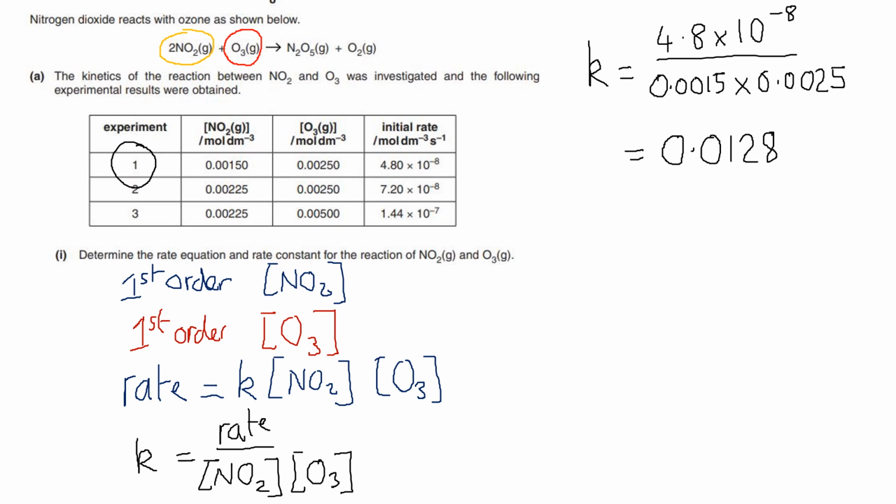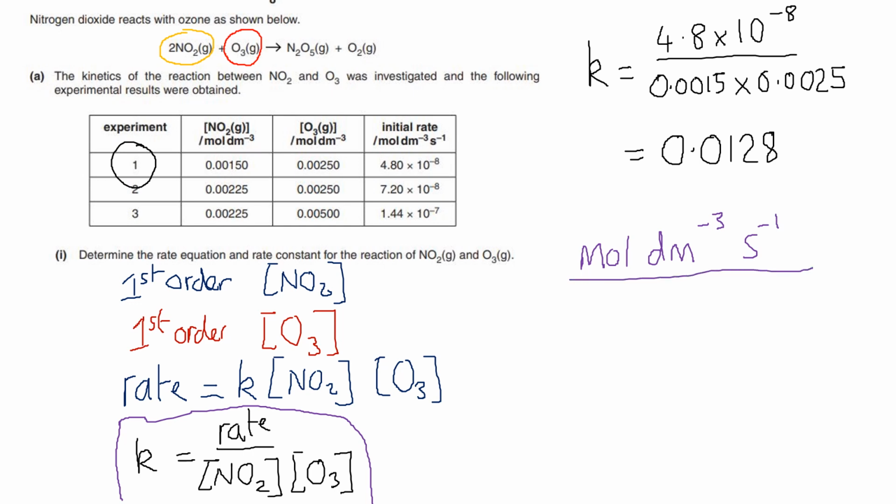It's not quite the final answer, I'm afraid, because we need to have units. And the units are relatively complicated. They're not the constant, we have to calculate them. So if we go back to this equation here, K equals rate divided by the concentration of the NO2 times the concentration of the ozone, and we substitute in the units. Well, the units of rate is moles per decimeter cubed per second, and then the units of concentration is moles per decimeter cubed, but there's 2 of them, so we have to write it out twice.